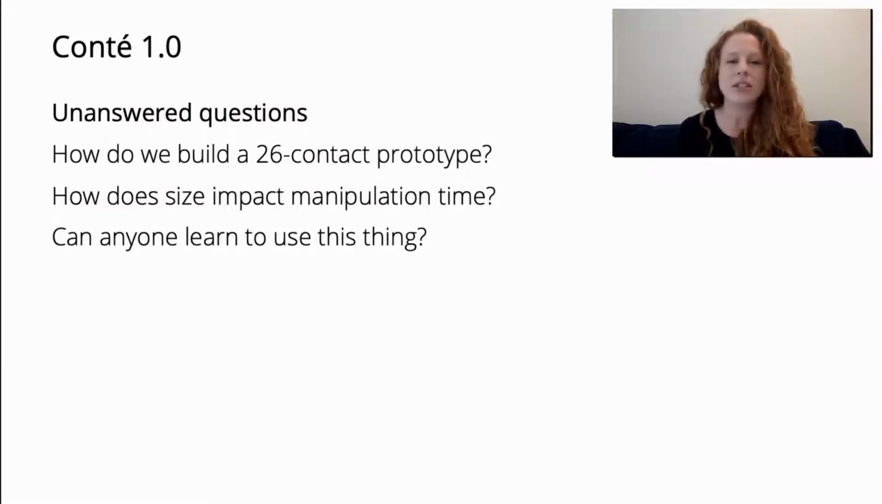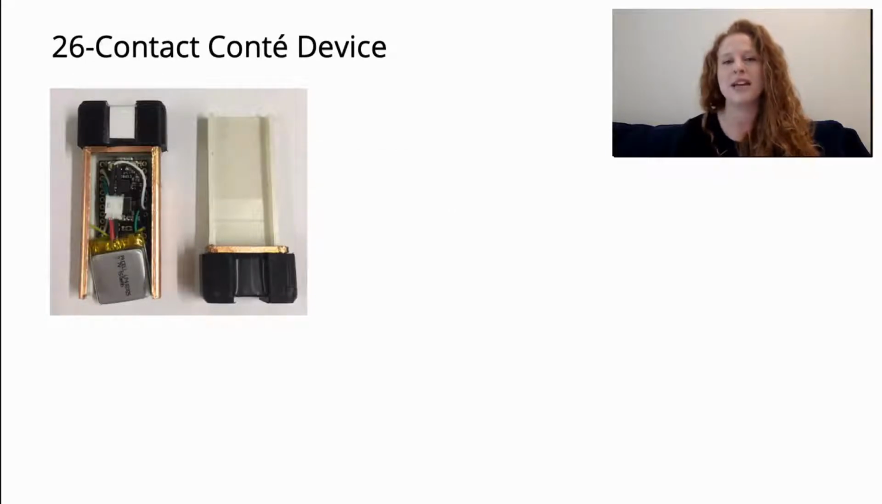First of all, how can we actually build this 26 contact prototype that realizes the full vision of this idea that they had? They claim the device would be fast to manipulate, but this isn't tested, and we can make a prototype of many different sizes, and we don't know how size impacts manipulation time. And finally, probably the most burning question is, can anyone learn to use this thing? Can people remember the location of 26 different commands located on spatial landmarks on the outside of a 3D input device?